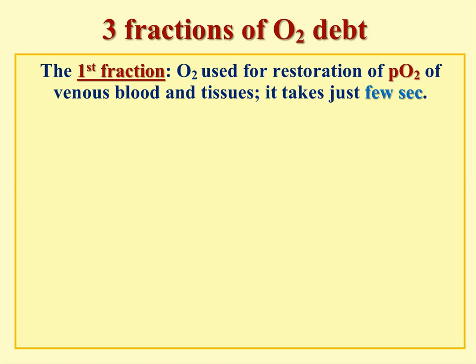For example, during physical activity, PO2 in tissues can drop stronger than usual, and venous blood may have not PO2 40, but 35, 30, and even less. And so when physical activity is stopped, after a few seconds, the PO2 of venous blood becomes again 40 millimeters, and tissue PO2 values become also higher than before. It's a very little portion of oxygen debt.